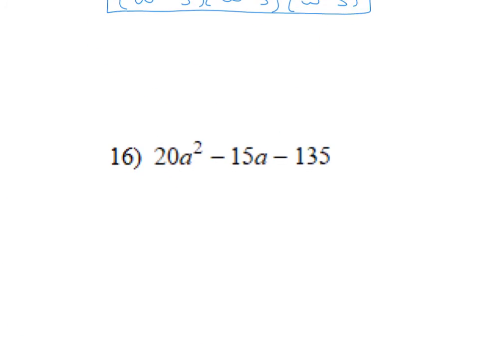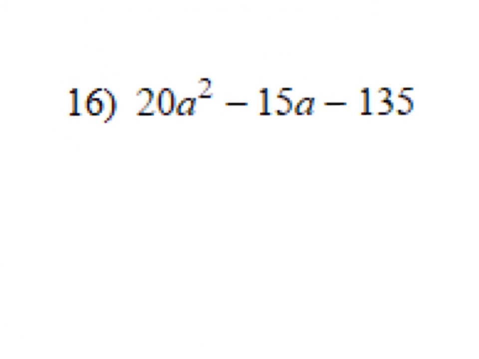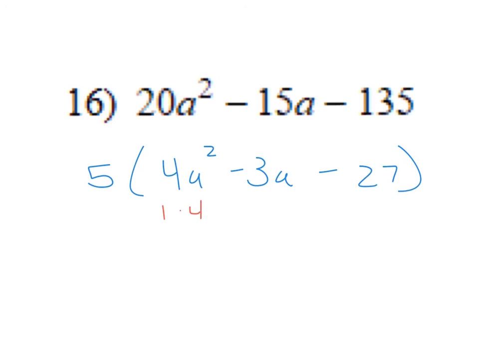Okay. All right, on the next guy here, I see a GCF, so I'm going to go ahead and pull a 5 out and get 4a squared minus 3a minus, let's see, divide by 5 and get 27. Okay, so now I need to go ahead and make a list inside, outside. 1 times 4, 2 times 2, 1 times 27, 3 times 9, and I think those are my options. Now I know I need a positive negative here to get a negative 3. So let's see here.